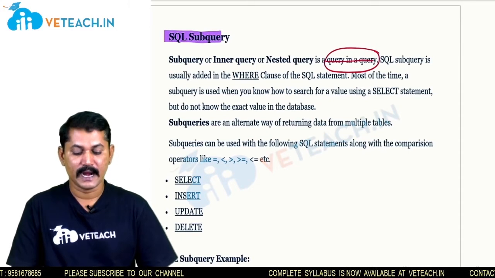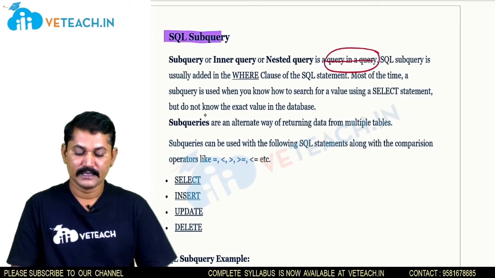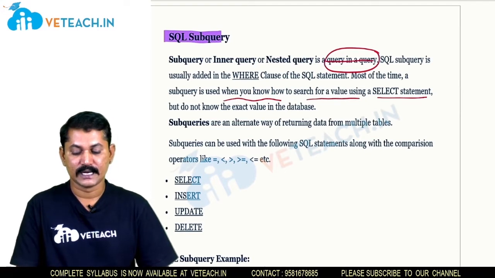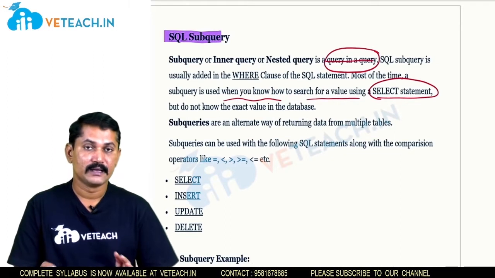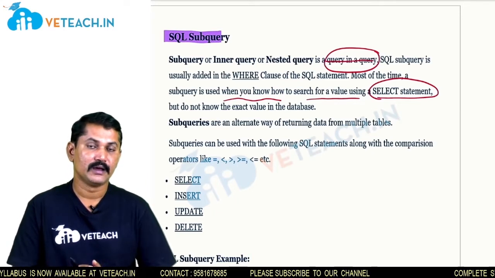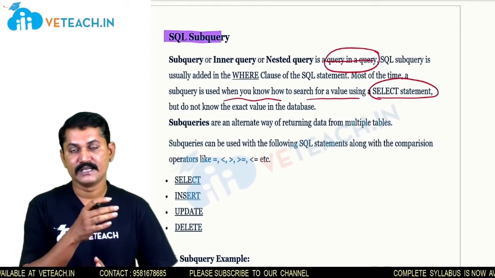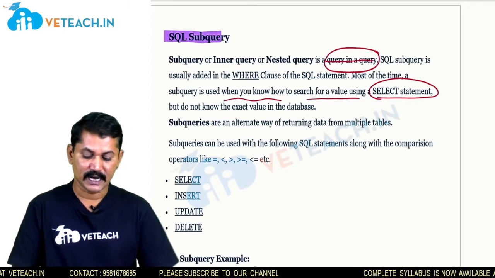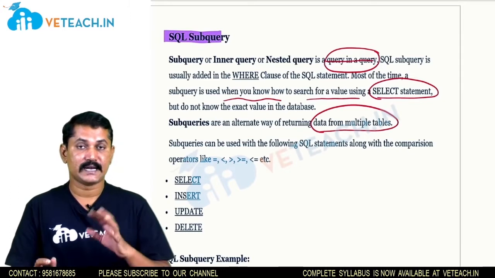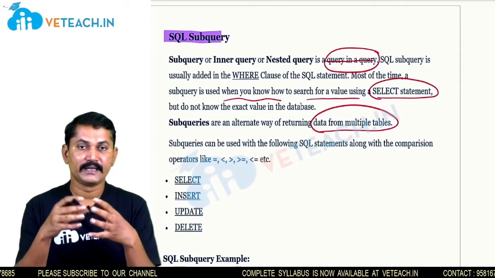A subquery is usually added in the where clause of the SQL statement. Most of the time, a subquery is used when you know how to search a value using a select statement. That means we write the select statement to extract the data, and based on some condition, if we want to extract particular data, then only we write subqueries or nested queries. Subqueries are an alternate way of returning data from multiple tables. Using subqueries, we can extract data not only from a single table, we can extract data from multiple tables by combining the queries.